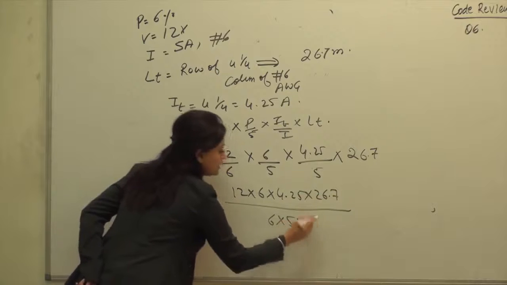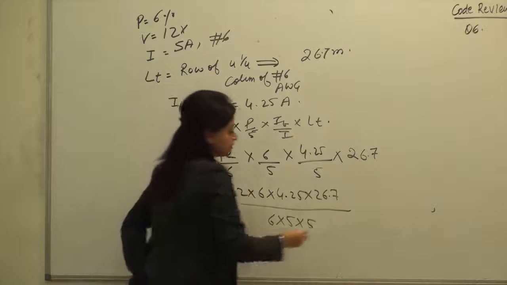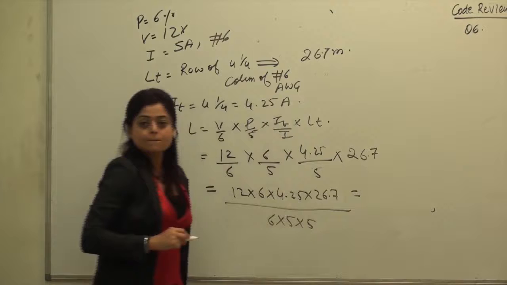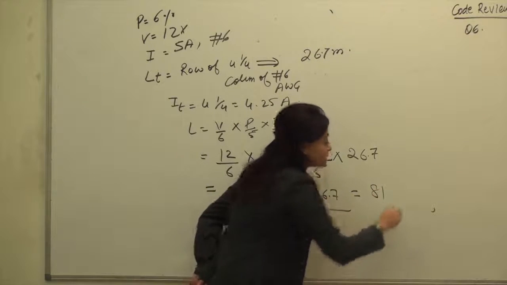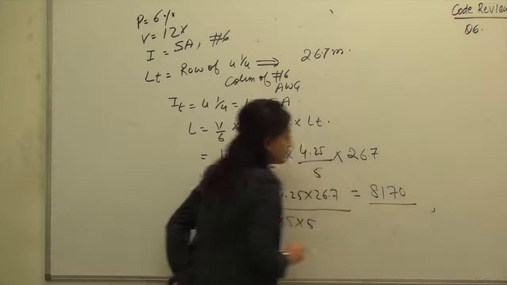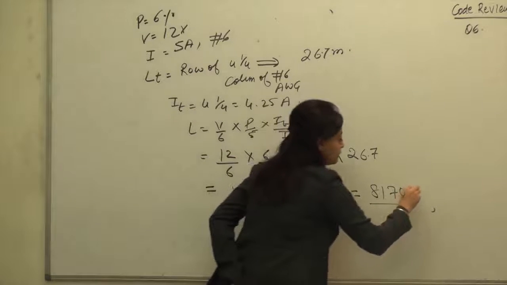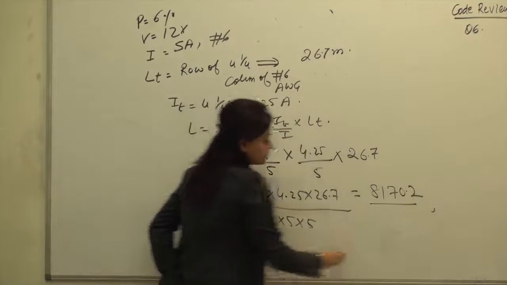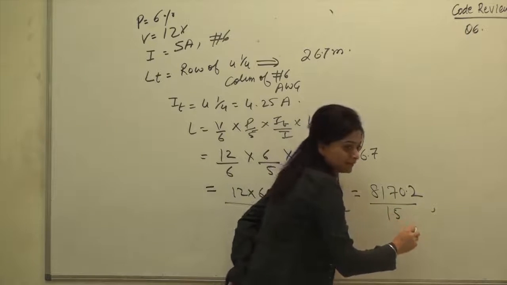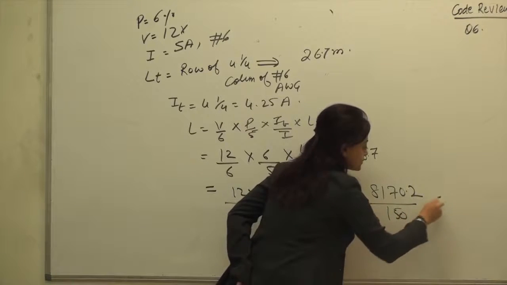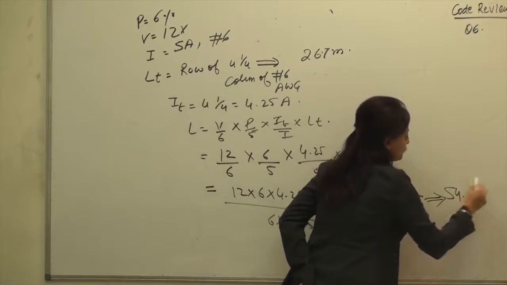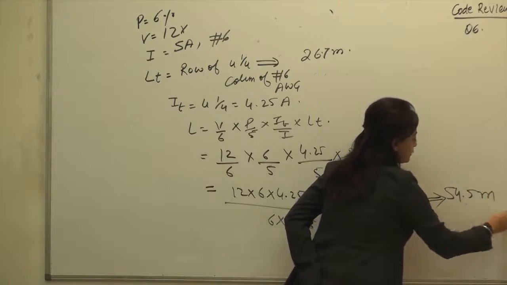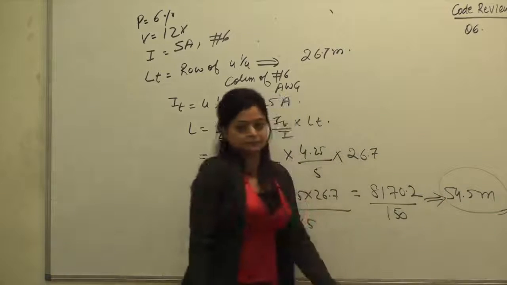What you could do is multiply all the top numbers and find one answer and divide by all the numbers on the bottom. So multiply all the top numbers, what did you get? 8170. Divided by, 6 times 5, 30, 150? Is that correct? Yes. Okay. When you divide both numbers, what do you get? 54.46. So let's round it to 54.5 meters.